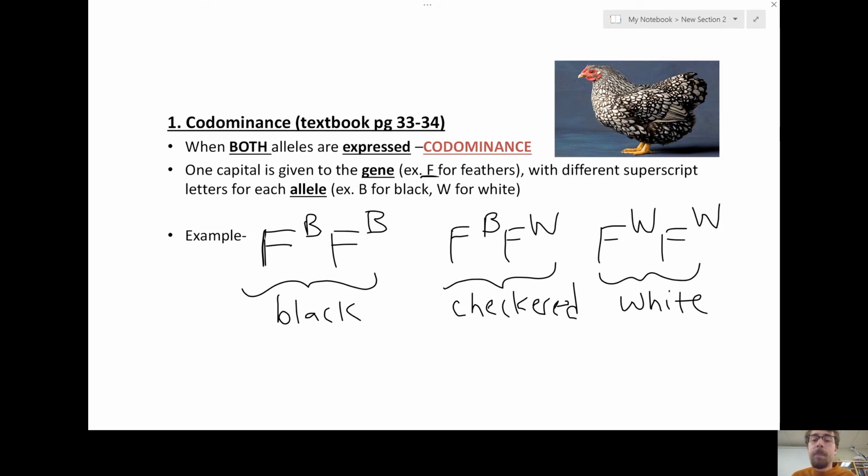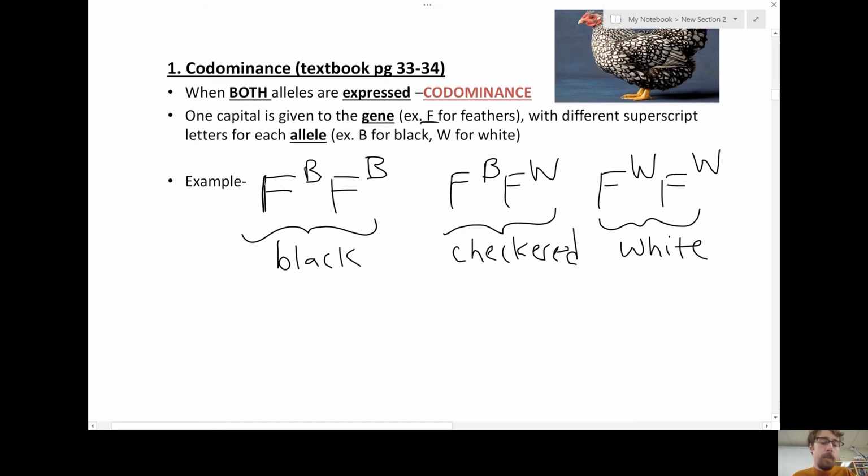A checkered chicken has both alleles. Both alleles are being expressed, so it has a checkered pattern, black and white. We're still going to use F for feathers. One allele will be B for black, and one allele will be W for white.